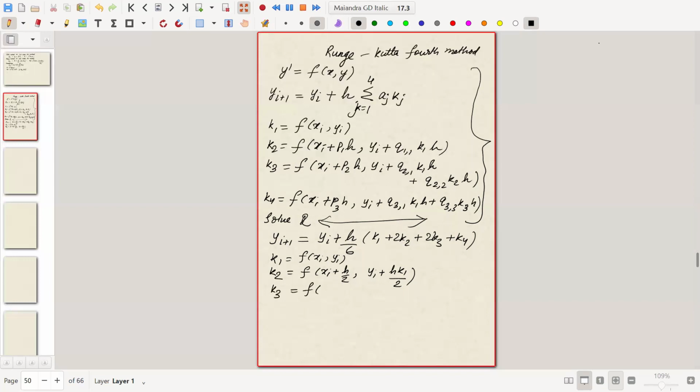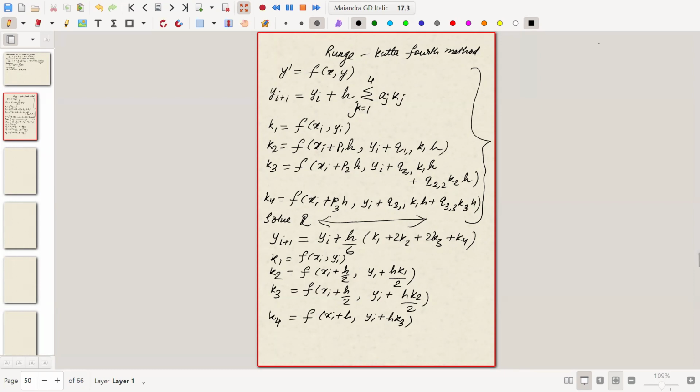So k3 will be again the same: f of xi plus h by 2, comma yi plus h k2 by 2. Following the trend, how it is evolving, right? We are seeing some similarities. Then k4, f of xi plus h, this will be a bit different, comma yi plus h k3.